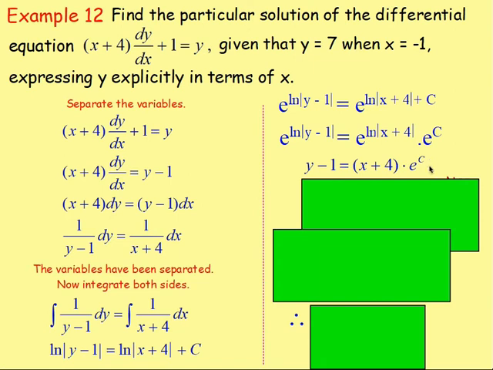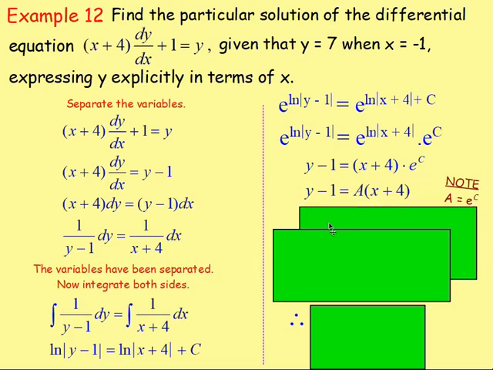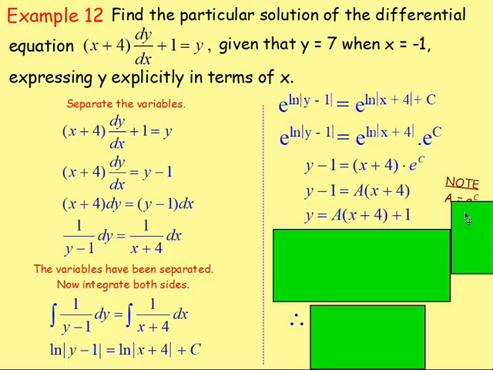Do you remember how you would write e to the power of c? Perfect. You would just write that as a. So y take away 1 would equal a times x plus 4. From there, you want to get y just on its own, so add 1 to both sides, and therefore y would equal a times x plus 4, plus 1. We now have y equals.